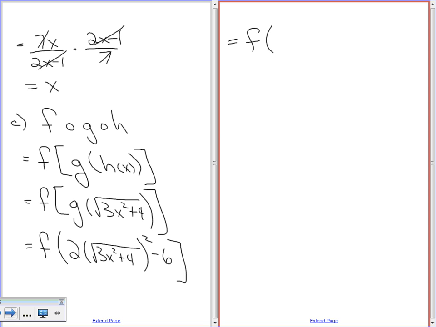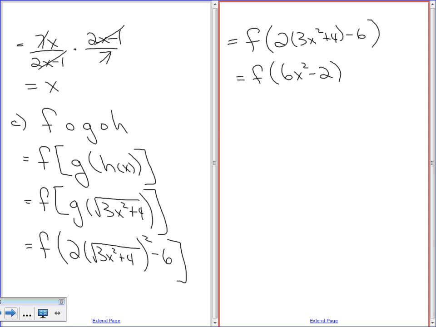So because of BEDMAS, I do the exponents first. What is the square root of 3x squared plus 4 squared work out to be? Right, because square rooting something and squaring it are opposite operations. You'll end up with the same thing. So you end up with 2. Remember to keep it in brackets, the answer to that. Now it's just a matter of simplifying inside here. 6x squared. 2 times 4 is 8, minus 6 is 2.